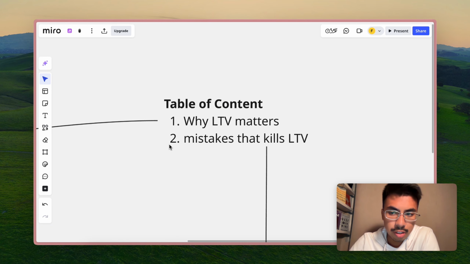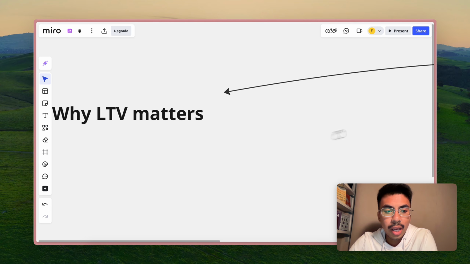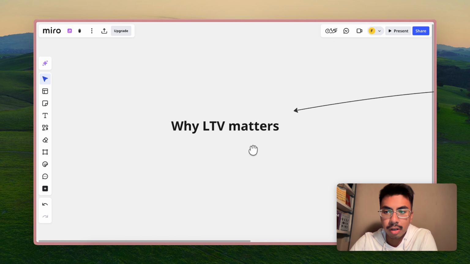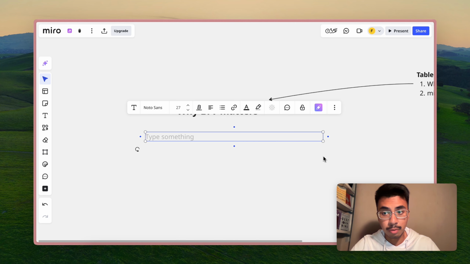So let's cover the first table of content. Why LTV? Why lifetime value matters? So I'm just going to quickly visually demonstrate the importance of lifetime value and why you should actually prioritize it. So if you do have a higher lifetime value, that simply means lower customer acquisition costs.